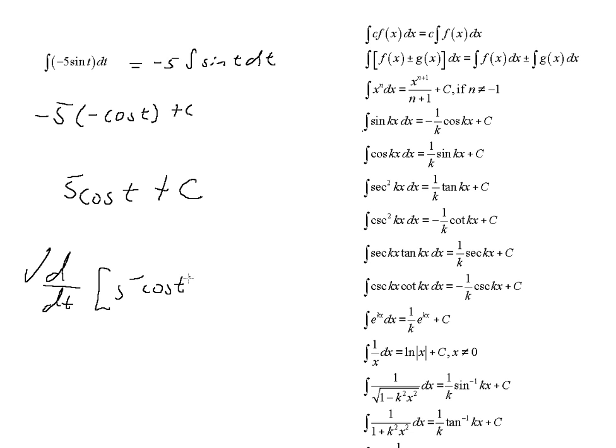Let's try the erasing tool. Ooh, look at that. So the 5 just sits there. The derivative of cosine t is negative sine of t. The derivative of c is 0. So just to write it the same way, look at that. Check. There you go.